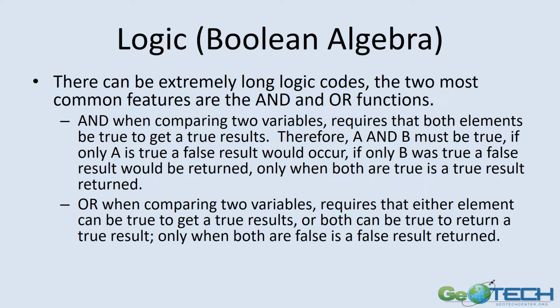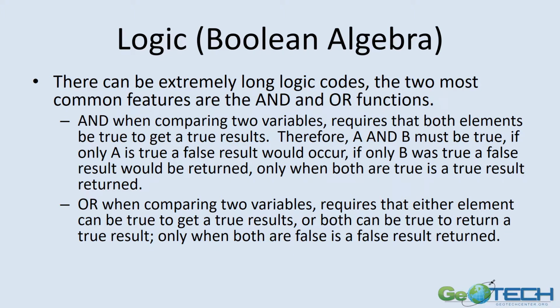An AND statement is comparing two variables. So A and B is A. So let's say A is greater than 3 and B is greater than 2 for some reason. We look at the values of those variables and we say, is the value of A true? Is the value of B true? If they're both true, then we get a true result.